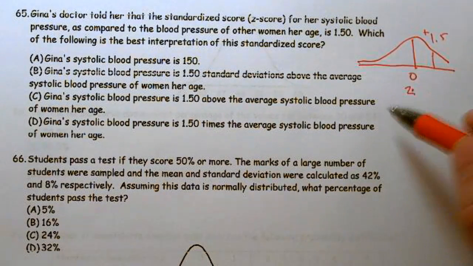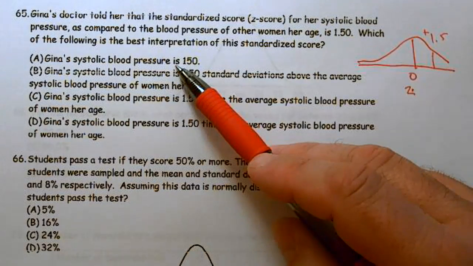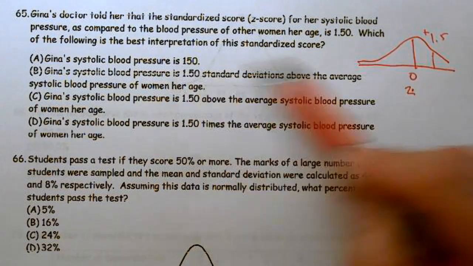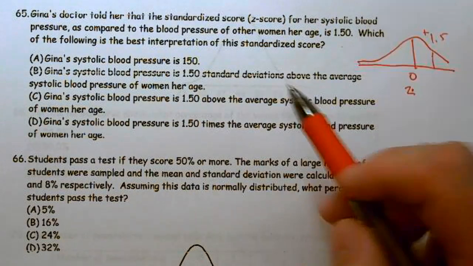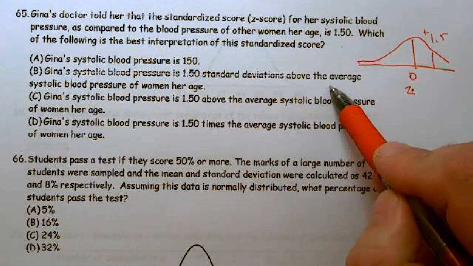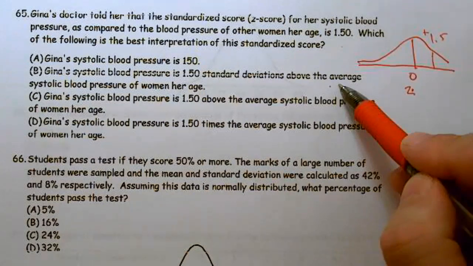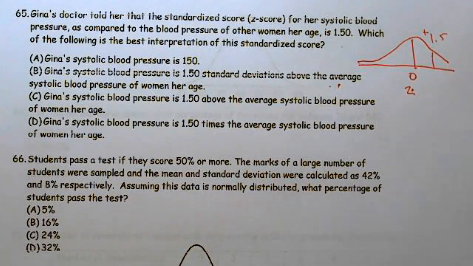So the question is, what does it mean? Well, it doesn't mean that Gina's systolic blood pressure is 150. It just means that her z-score, she's 1.5 standard deviations above the mean. All right. And Gina's systolic blood pressure is 1.5 standard deviations above the average, in other words, the mean for women her age. Okay.